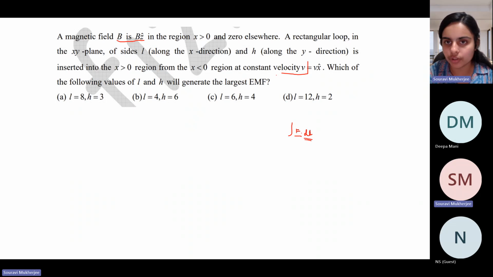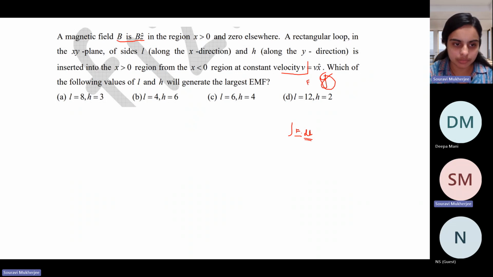You know the direction of your velocity, you know the direction of your field. So what would be the direction of your force? Force is given as V cross B, right? So this is already telling you that your force comes in the Y direction. That means the dimension that will contribute in this EMF will be the dimension along Y. So the greater the dimension along Y, the greater will be your EMF, right?